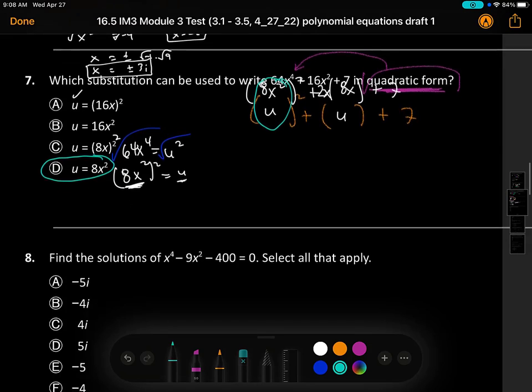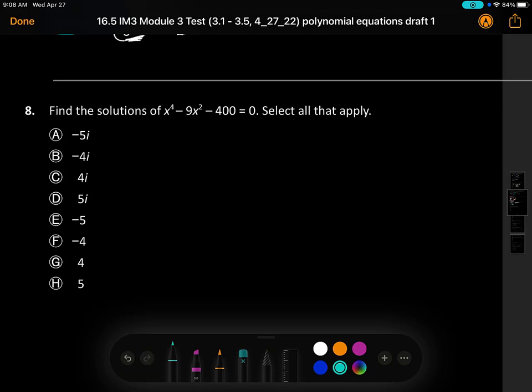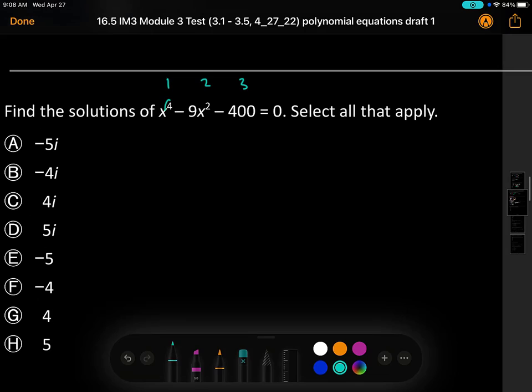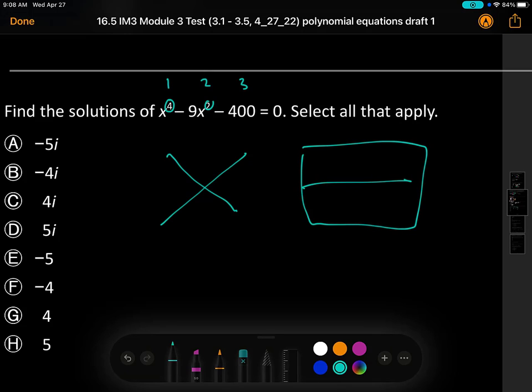All right, question number 8. Find the solutions of x to the 4th minus 9x squared minus 400. Okay, so I recognize that it is a trinomial. There's 1, 2, 3 terms. And half of 4 is 2. And what I can do now is just use my X-box method of factoring. Remember, this is A, B, and C. So A times C is negative 400. My B value is negative 9.